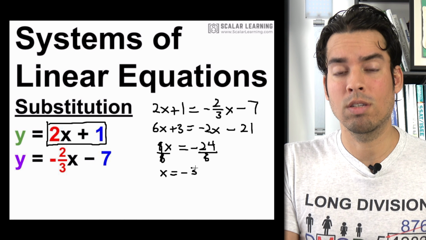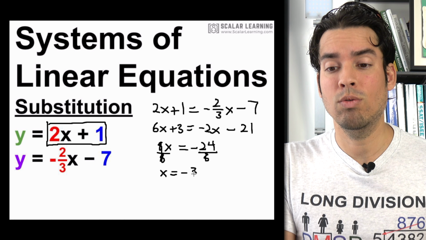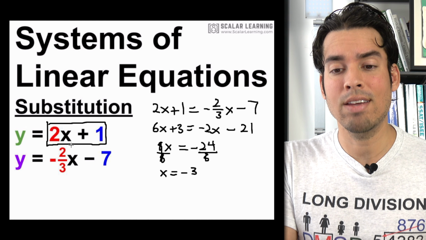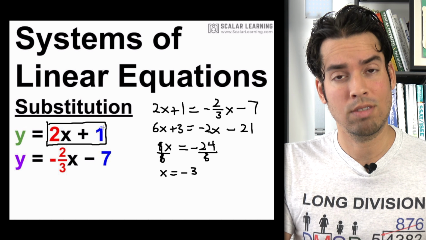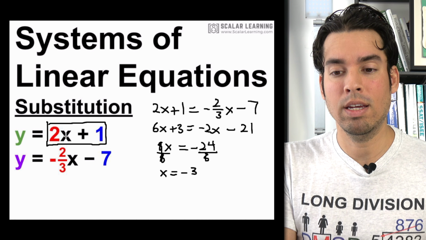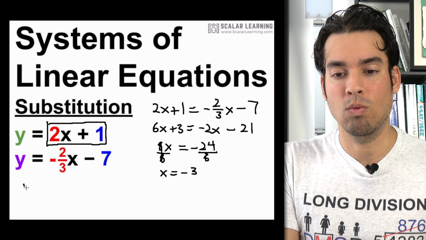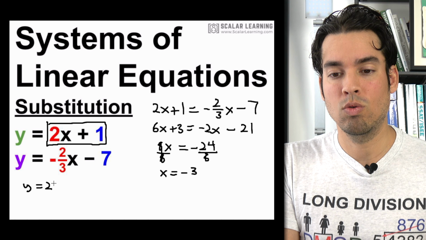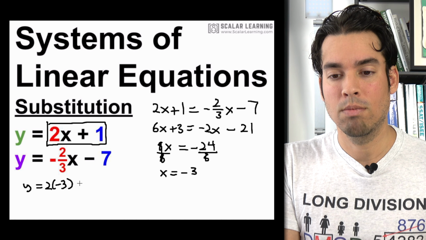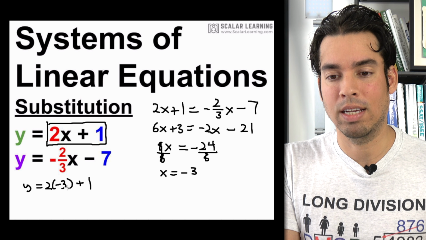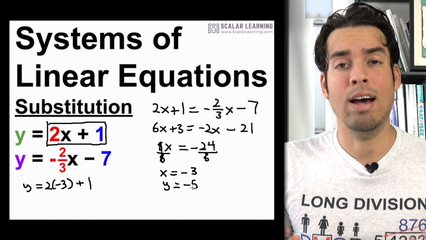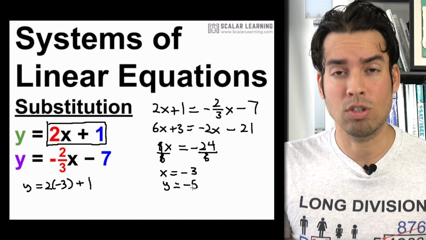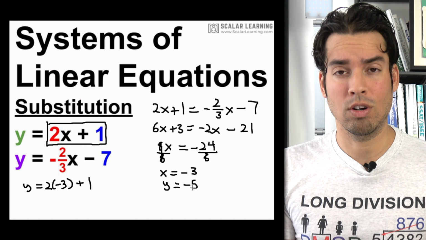Now we're going to do this, but we're going to do it algebraically. So what do I do with that -3? I can now plug it into either equation and solve for y. I should get the same value for both equations if I've done this correctly. So if I plug in a -3 into this, I get y equals 2 times -3 plus 1. That becomes -6 plus 1, and therefore y equals -5. So there we have an algebraically derived solution for this system of linear equations.